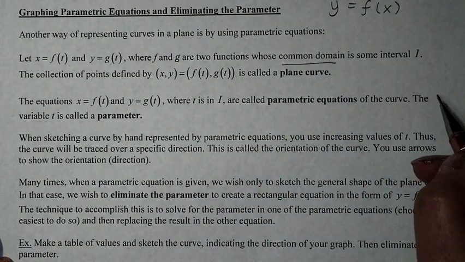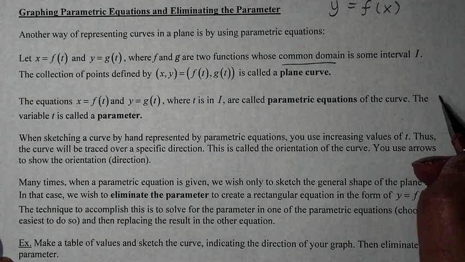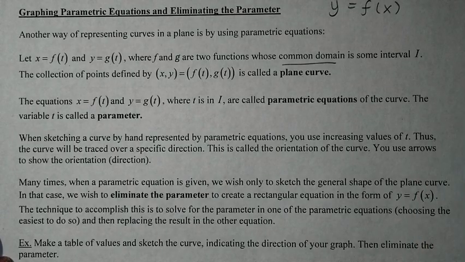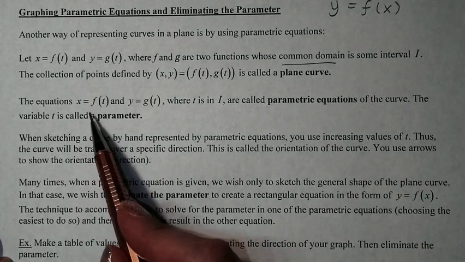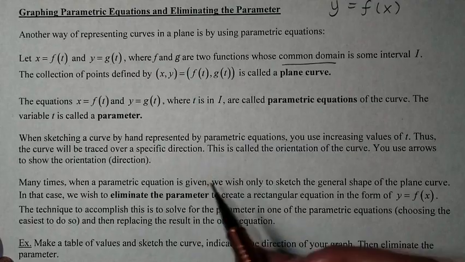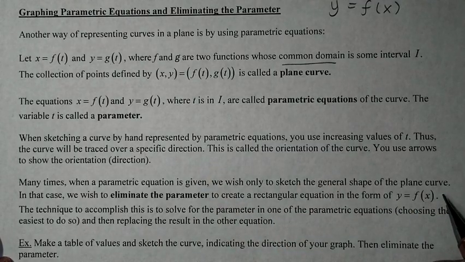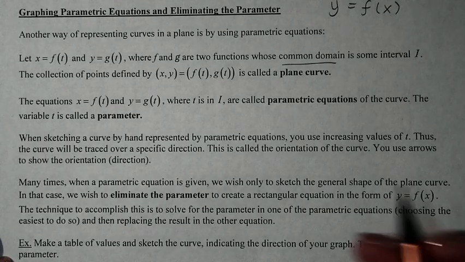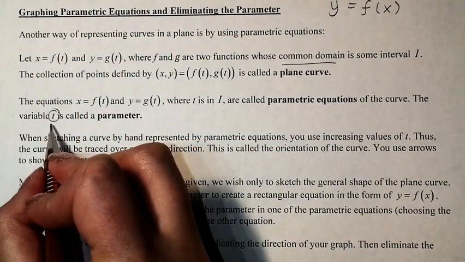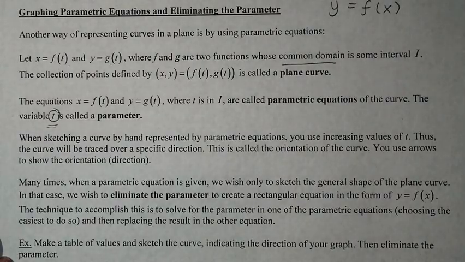Sometimes the need for parametric equations comes because the curves don't need to be functions, they don't need to pass the vertical line test, okay? So the equations x equals f of t and y equals g of t, where t is in the interval, are called parametric equations of the curve. The variable t, okay, this is very important, is called the parameter, okay?